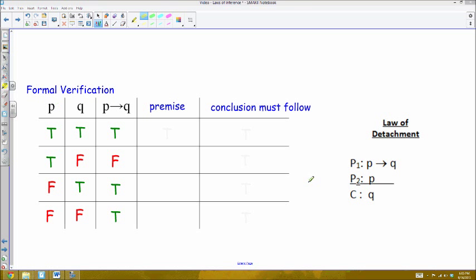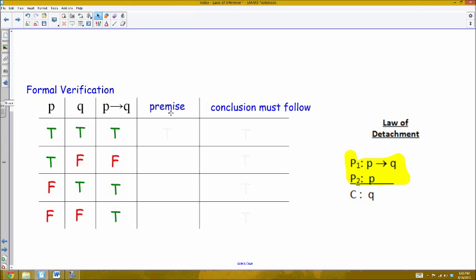Now the premise, again, is this situation here, which means that P implies Q is true and P is true. And recall, we can represent that in logic by the little and notation. So I'm going to look at the truth values for P implies Q and P. That's my premise. So it'll be true, false, false, false.